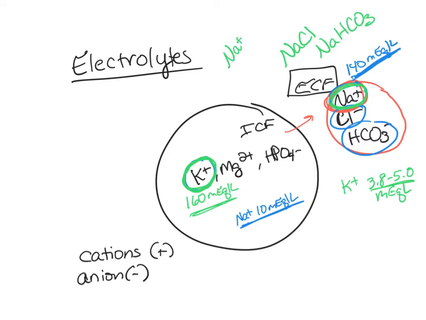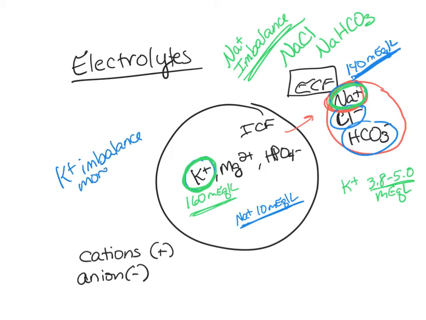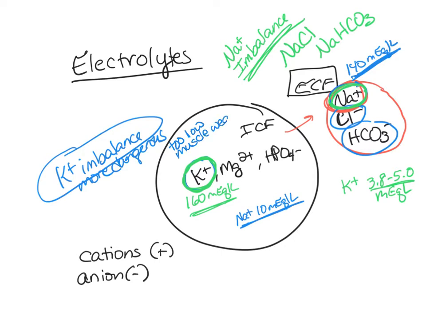Sodium imbalance is the most common problem with electrolyte balance. Problems with potassium are less common, but they are more dangerous. The most dangerous problems with electrolyte balance then are caused from potassium imbalance. If potassium inside the cell is too low, it can cause things like muscle weakness. It can even cause paralysis.